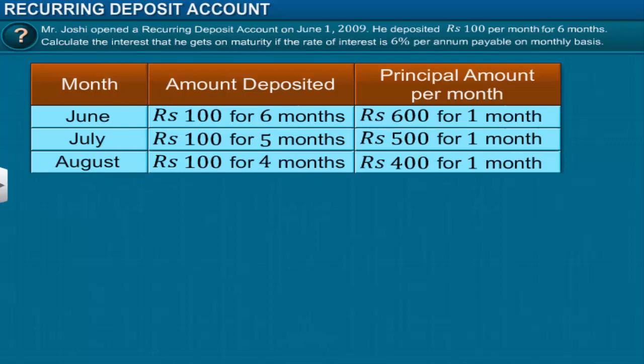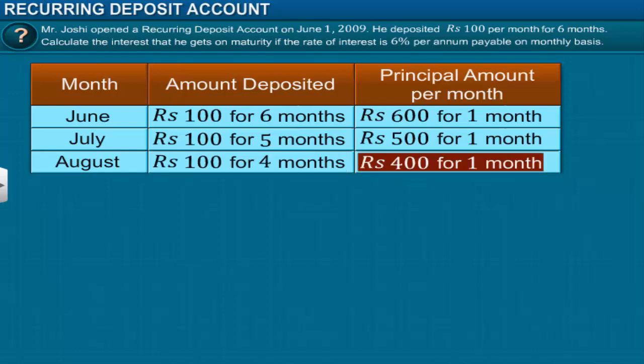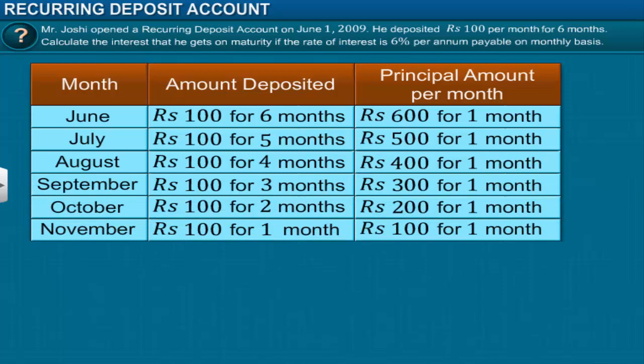Similarly, 100 rupees is deposited on the 1st of August, which remains in the bank for 4 months. Therefore, 100 rupees deposited for 4 months may be taken as 400 rupees deposited for 1 month. Working on the same lines, we have the table shown here.